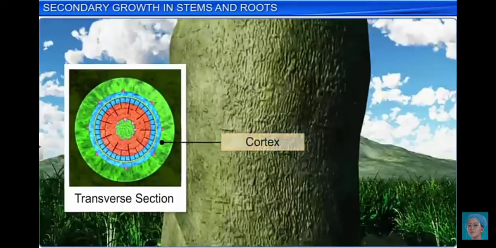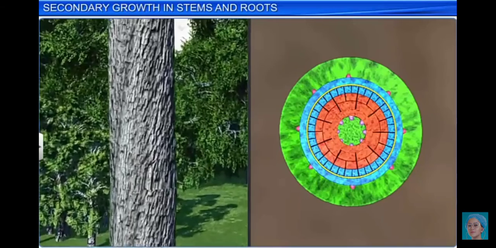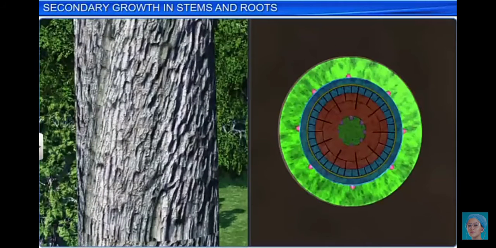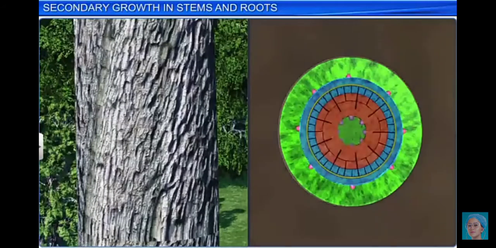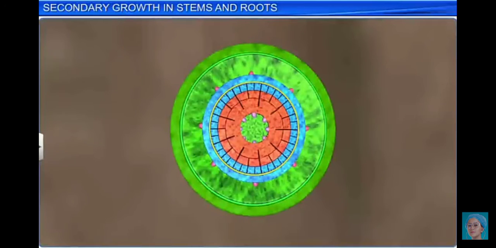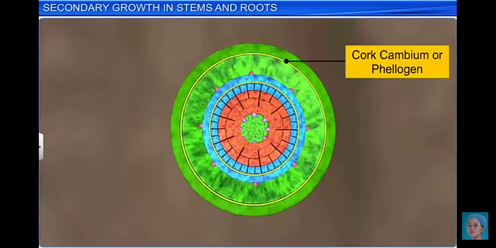The cortex is another region where secondary growth takes place. Due to the vascular cambium's activity, the stem increases in girth. This results in rupturing of the cortical and epidermal layers. These layers need to be replaced with new protective cell layers. In due course, another meristematic tissue called Cork cambium or phelogen develops, usually in the cortex region.